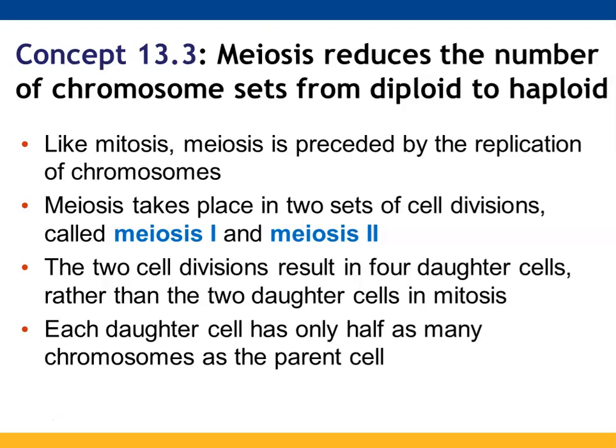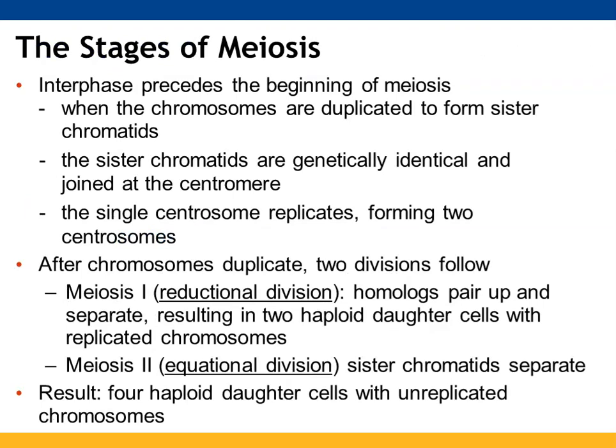You do have to have your chromosomes copied before you can go into meiosis. The two cell divisions will result in four daughter cells being produced, with each daughter cell having half of the chromosomes of its parent. So interphase takes place where you have your chromosomes duplicated, your cells have been growing, and the sister chromatids are joined together at the centromeres. Your centrosomes have replicated so that you have two of them.